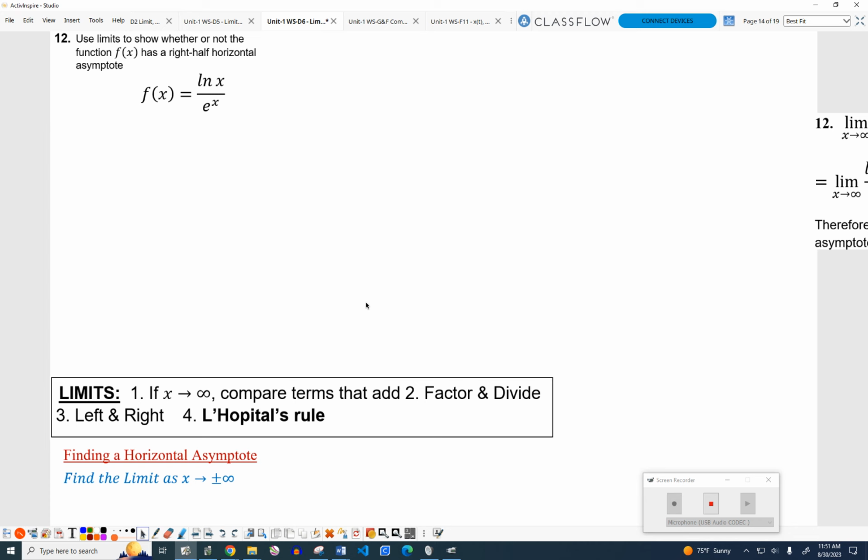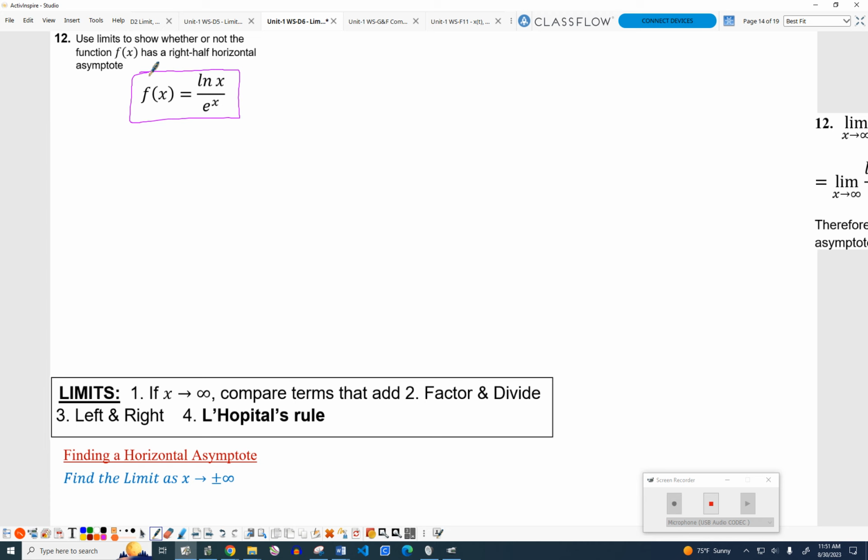Number 12. We're supposed to show whether or not the function has a right half horizontal asymptote. Hands up. What are they giving us to start with? Hands up. Come on. This problem is gonna get this to stick better. In reality, they're giving us all of them. Like, we have to go find them one by one, but we have the ability to find every point on a graph now, every XY pair.